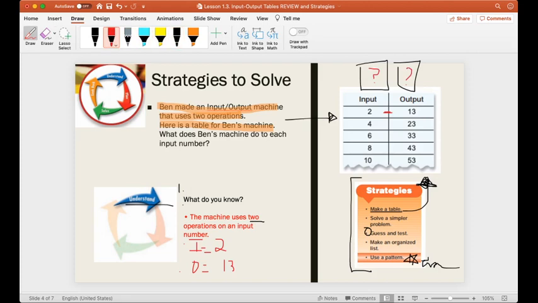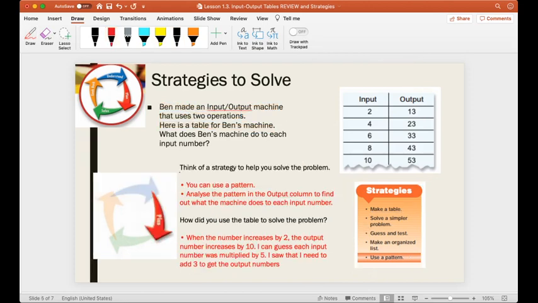Anyways, so what we're going to do is start doing the guess and test method when we get to our next stage, which is really the planning. Think of a strategy to help you solve the problem. You're going to go through these and figure out what works best for you. We're going to show you the guess and test method. So let's start first by using the table to solve the problem.